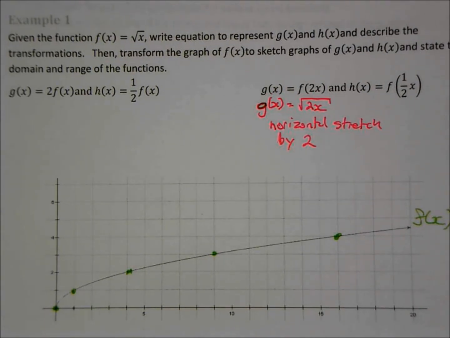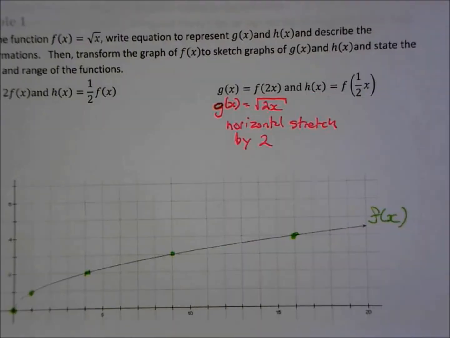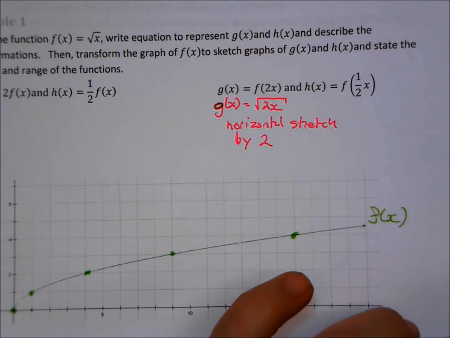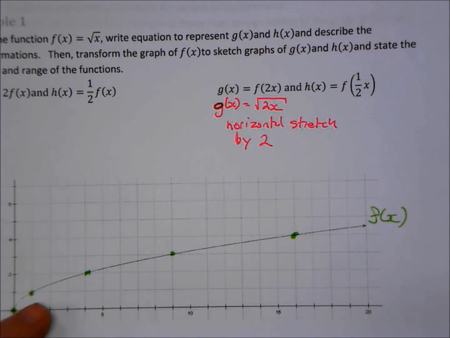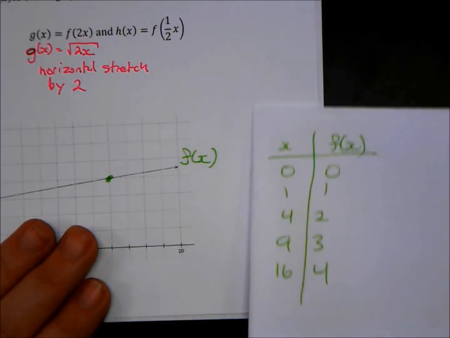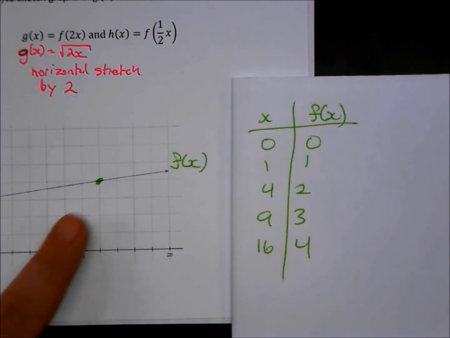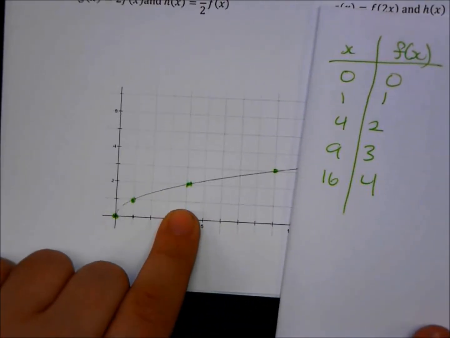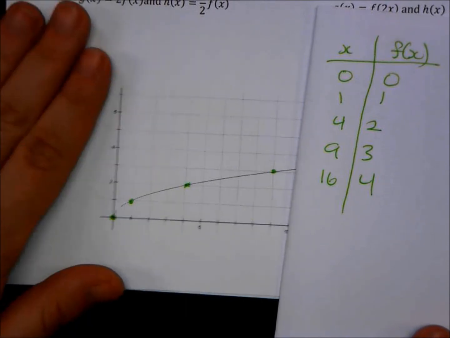Alright, so my basic way of doing stretches is to use a table of values. So let's start with our base function, x and f of x. x is 0, 0, next one is 1, 1, this is 4, 2, here we have 9, 3, and I've got 16, 4. So I went along, here's the 16, 4 point, 9, 3, 4, 2, 1, 1, 0, 0.